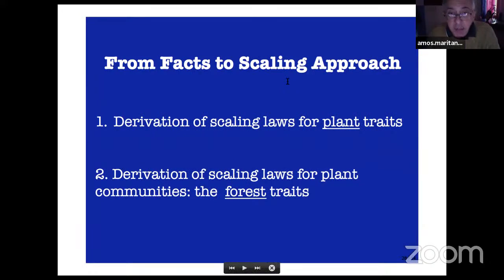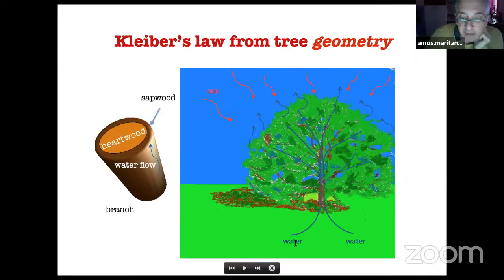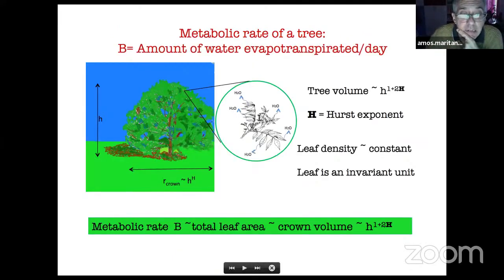So now let's see what the impact of this scaling is. Before that, we can derive how the metabolic rate of a plant scales with the plant mass, and so we can come to what is meant by mass of a plant, at least for me. Plants take water from underground, and through xylems, which are almost cylindrical conduits, it is transported to the leaves, and through stomata it is evapotranspirated into the air. If the leaf density on the crown is more or less constant, and if the leaf is an invariant unit, meaning that it does not change with the age of the tree, which is true. If I give you a leaf of a tree, you can't say if the tree is 1 year old or 100 or 1,000 years old. It is always the same.